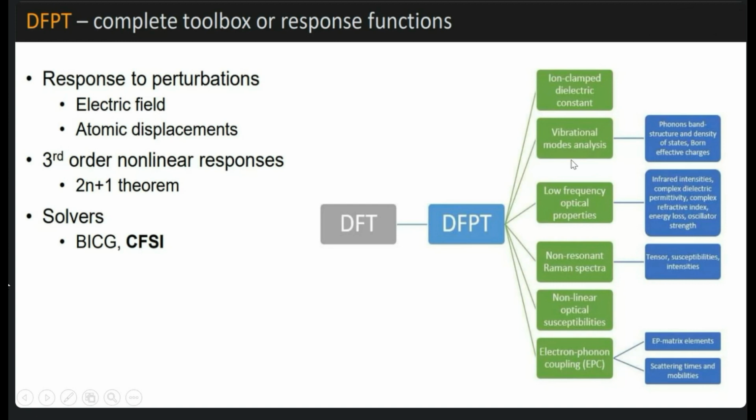You can calculate the dielectric constant, vibrational mode analysis, low frequency optical properties, and non-resonant Raman spectra. You can study the phonon band structure, phonon density of state, Born effective charge, infrared intensities, complex dielectric permittivity, complex refractive index, and energy loss. You can also study the susceptibility tensor and intensities, and the EP matrix element. All these features you can study from this DFPT toolbox.